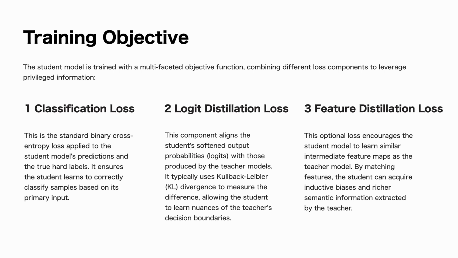Second one is logit distillation loss. This component aligns the student's softened output probabilities with those produced by the teacher models. It typically includes Kullback-Leibler divergence to measure the difference, allowing the student to learn nuances of the teachers' decision boundaries. And the third one is feature distillation loss. This one is optional and it encourages the student model to learn similar intermediate feature maps as the teacher model. By matching features, the student can acquire inductive biases and richer semantic information extracted by the teacher.